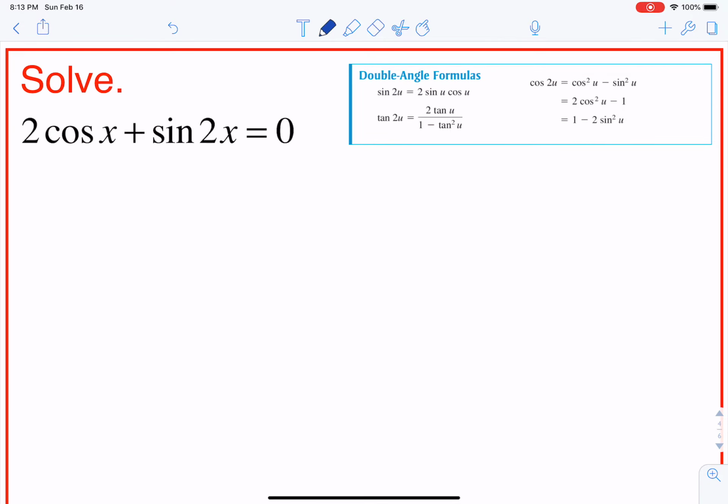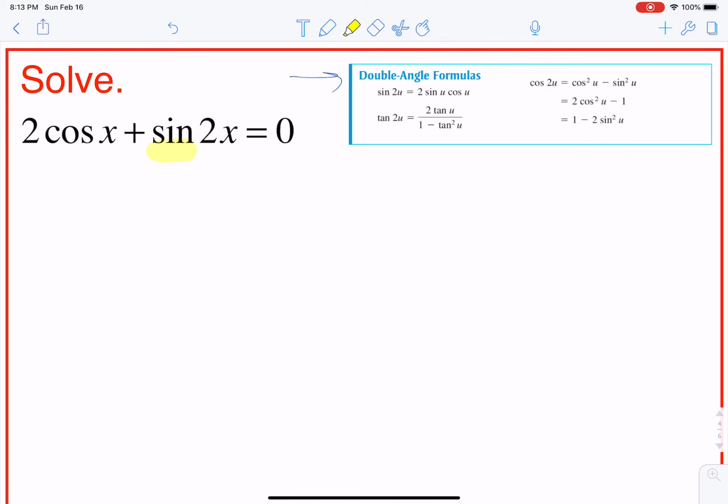So here I have 2 cosine of x plus sine of 2x equals 0. And you'll notice that I put my double angle formulas out in front. You'll want to have those out in front of you as you're completing this homework assignment. So when it says solve, I know that I want to get x alone on one side all by itself. So I have 0 on one side, and 2 cosine x plus sine of 2x on the other side.